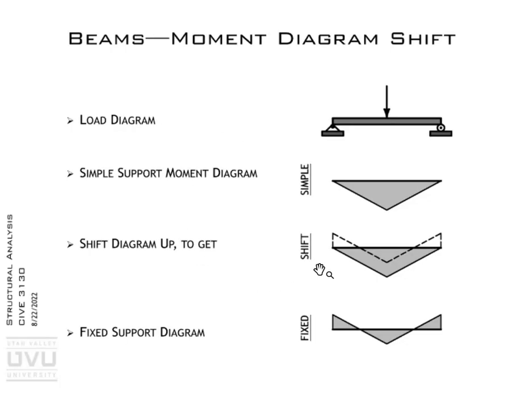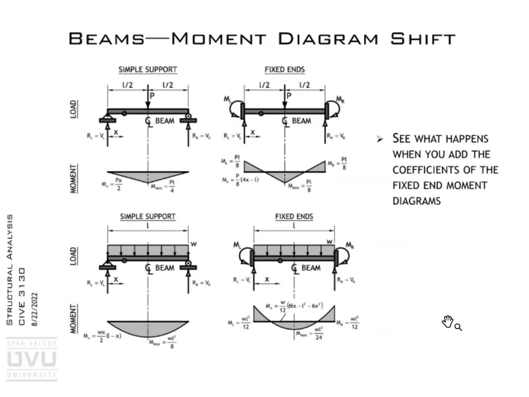So the first thing that I want to talk about is just shifting the moment diagram. So if I have a simple span beam, point load, my moment diagram looks like that. If I shift it up, my moment diagram looks like that, which is consistent with what it looks like in reality. So here I have a moment diagram like this, fixed end condition for the same thing, I shift it up.